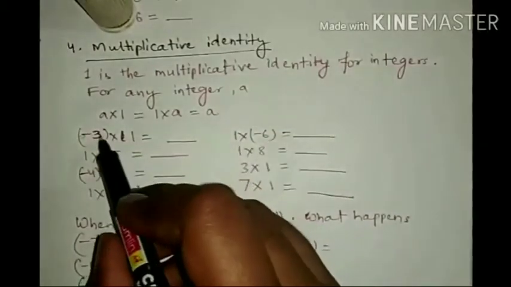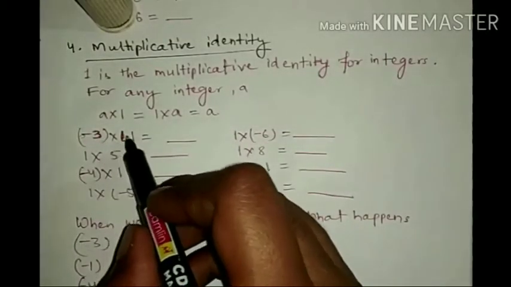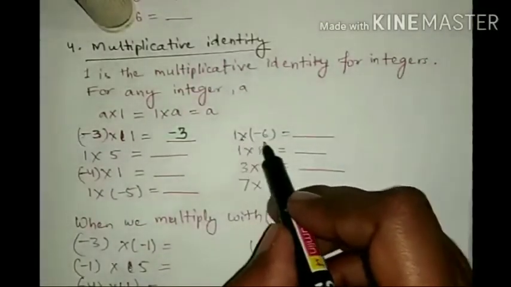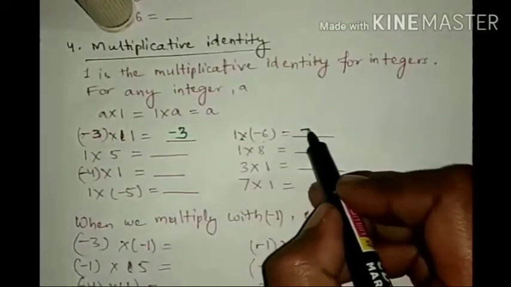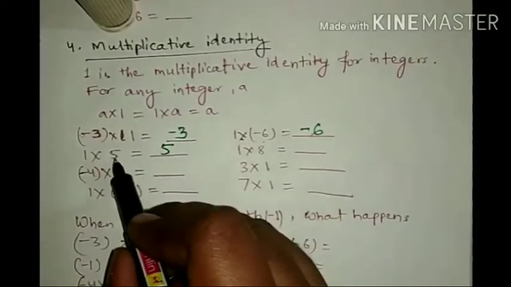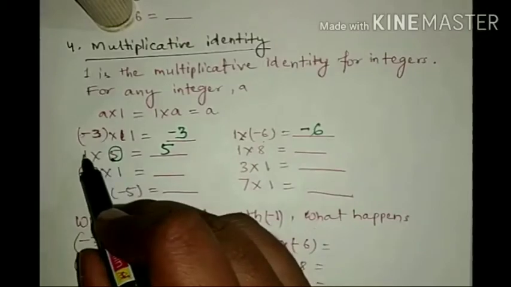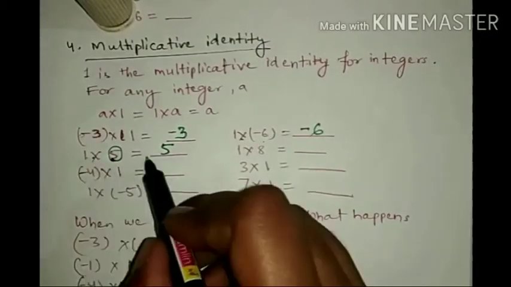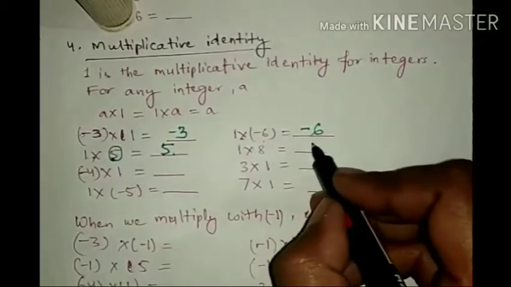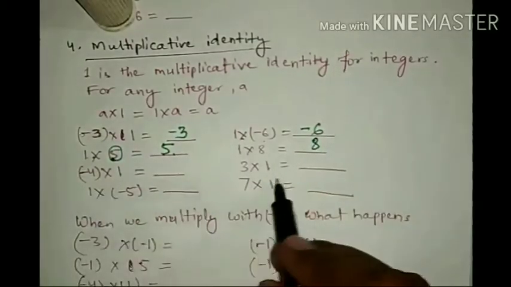So let's look at the example. Minus 3 into 1 equal to what? Minus 3. 1 into minus 6 is minus 6. 1 into 5 is 5. So this one is an integer. When we multiply by 1, we get the product as the same integer. 1 into 8 equal to 8. Like that you can do.